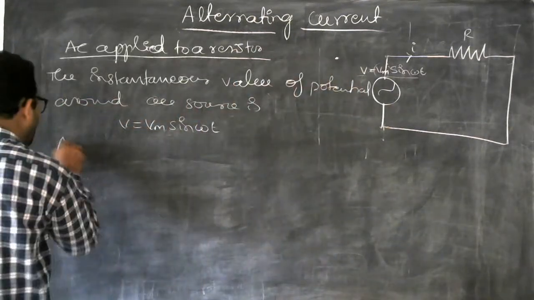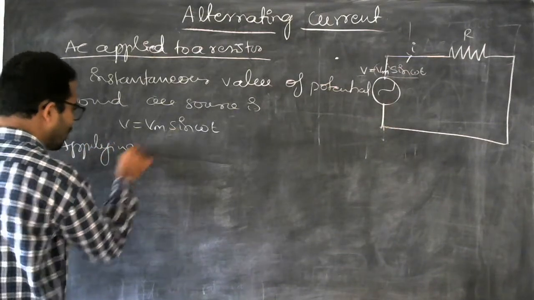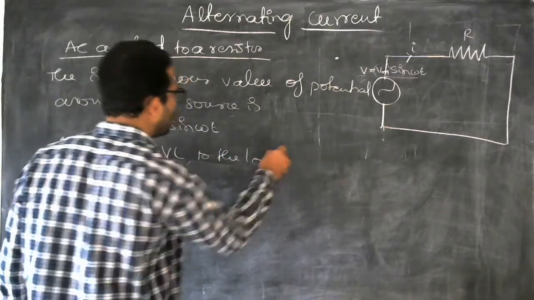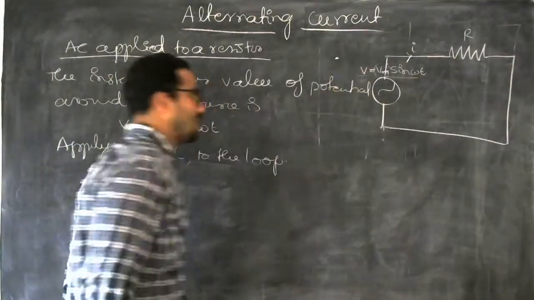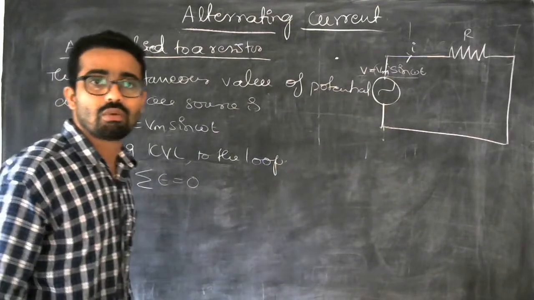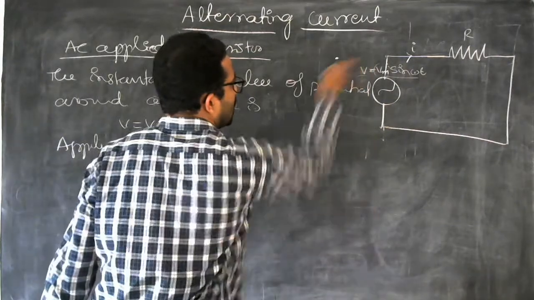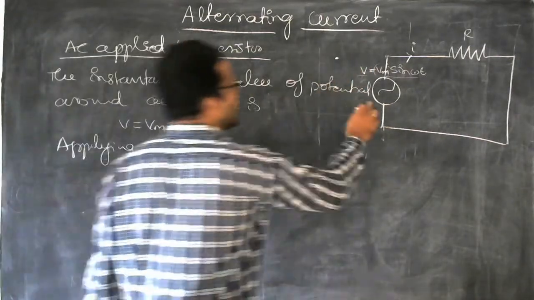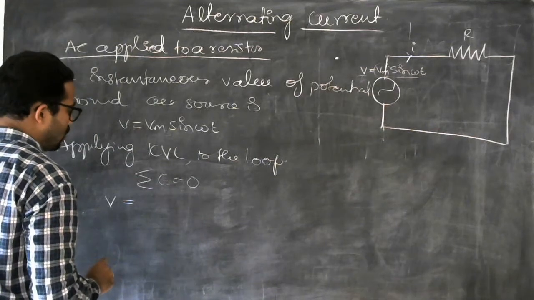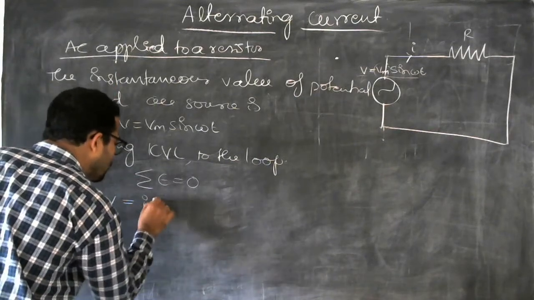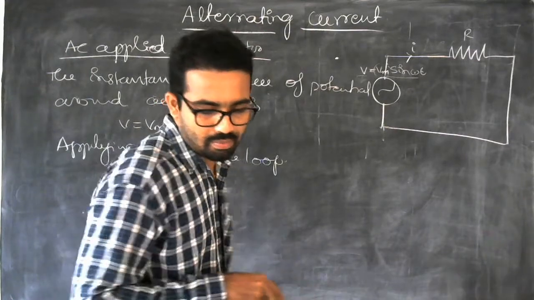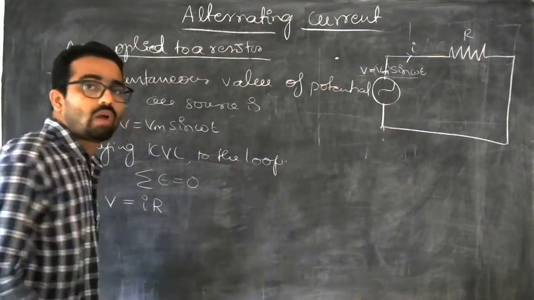Now apply KVL. Applying KVL to the loop, the sum of the potentials around a closed circuit is equal to 0. So we can write the potential around this as V is equal to I into R. Yes, this is correct. V is equal to I into R.